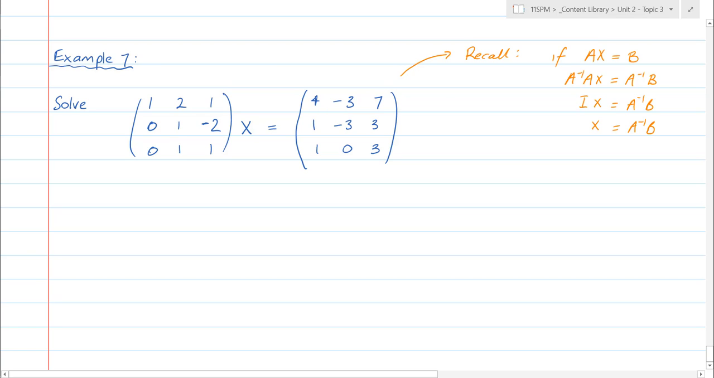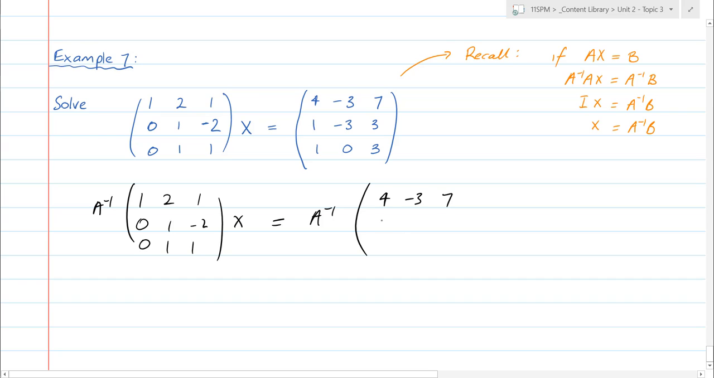In the number system, you just divide by whatever that is. In matrices, you have to multiply it by its inverse to make it the identity, which means it's removed. So I'm going to do that. A inverse times 1, 2, 1, 0, 1, negative 2, 0, 1, 1, X is equal to A inverse times 4, negative 3, 7, 1, negative 3, 3, 1, 0, 3. Now I've worked out A inverse, I've written it above. It's on my calculator as well.